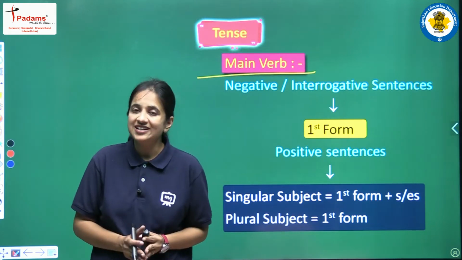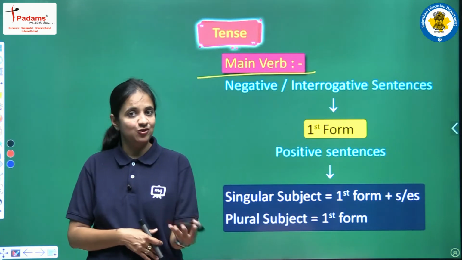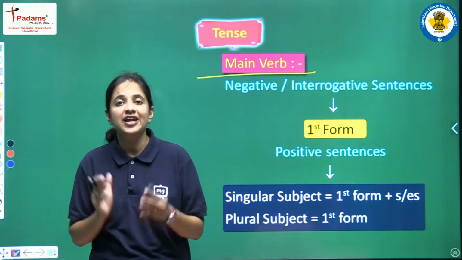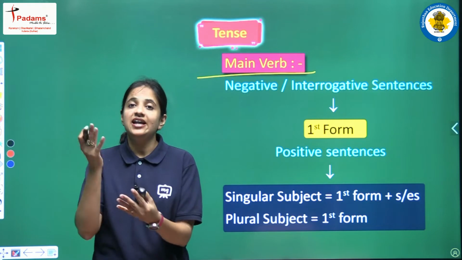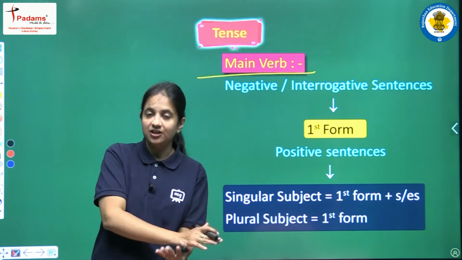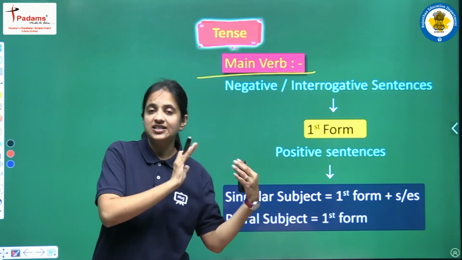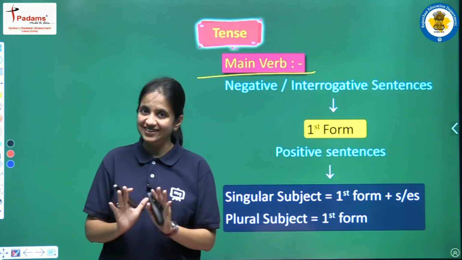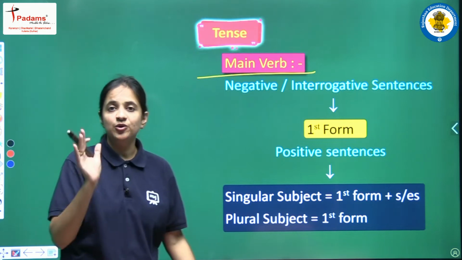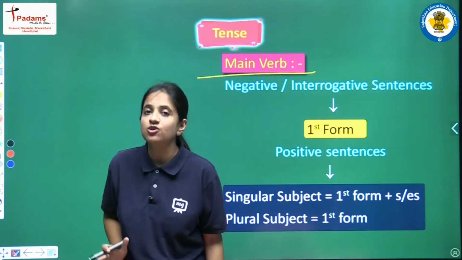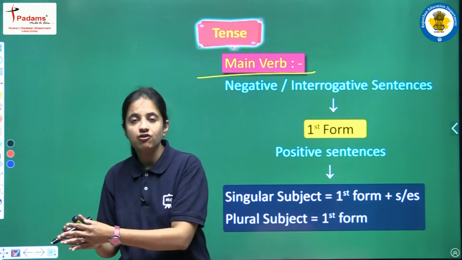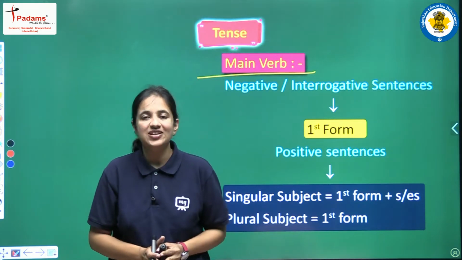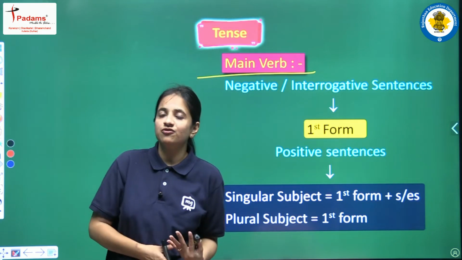In each and every sentence we have some actions, as I have told you earlier. That action verb is known as the main verb of that sentence, and the doer of that action is known as the subject of the sentence. Clear? And one more thing, we have three forms of a main verb, that is first form, second form, and third form. In each and every tense we use different forms of the main verb.